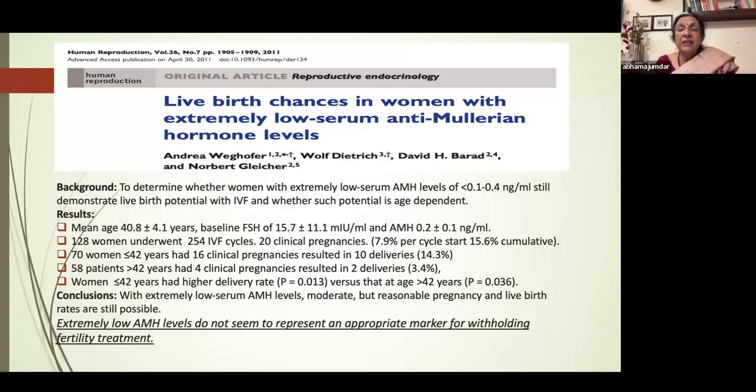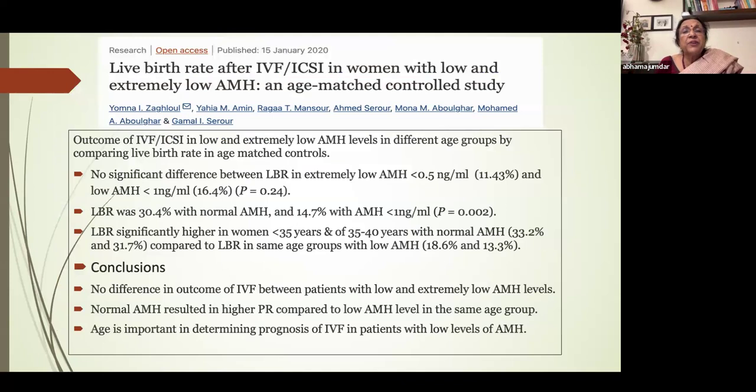I would very honestly say that so many IVF centers may have a 15, 20, 25% pregnancy rate even for younger women. Here they did less than 42 and more than 42, and they had a substantial pregnancy rate. So live birth rate after IVF ICSI in women with low and extremely low AMH, an age-matched control study. Now here they also matched the ages. Let's see what happens.